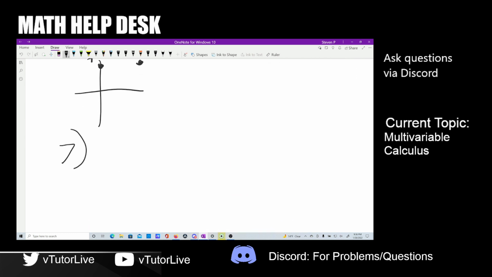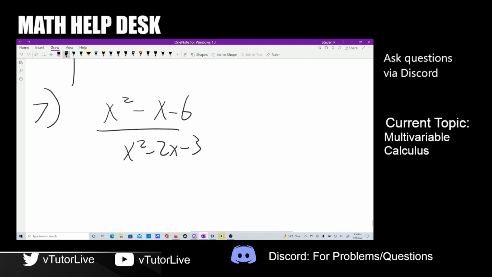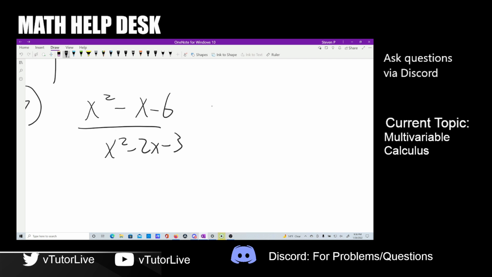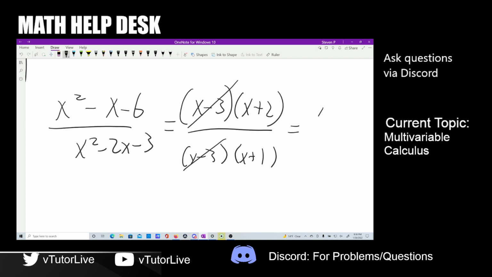So I believe this one was question 7. I think the question was just asking x squared minus x minus 6 over x squared minus 2x minus 3. And for questions like these, you always try to factor these out first and try to see if there's any cancellation that you can get. So I believe this is x minus 3 and x plus 2 over x minus 3 and x plus 1. Is that right? Yeah. So the x minus 3's cancel out, and this basically just becomes x plus 2 over x plus 1, just with a single point discontinuity at x equal to 3.